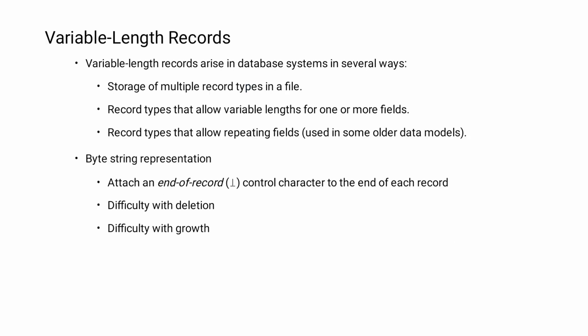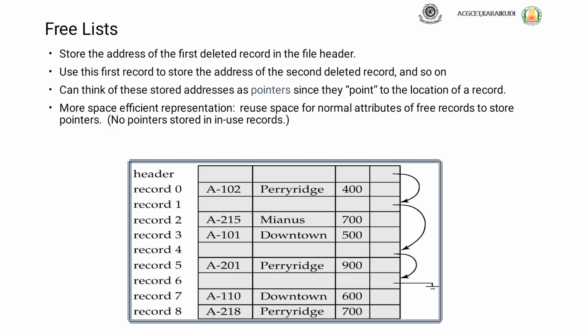On insertion of a new record, we use the record pointed to by the header. We change the header pointer to point to the next available record. If no space is available, we add the new record to the end of the file. Insertion and deletion for files of fixed length records are simple to implement because the space made available by a deleted record is exactly the space needed to insert a record. So this is about fixed length records and free lists.